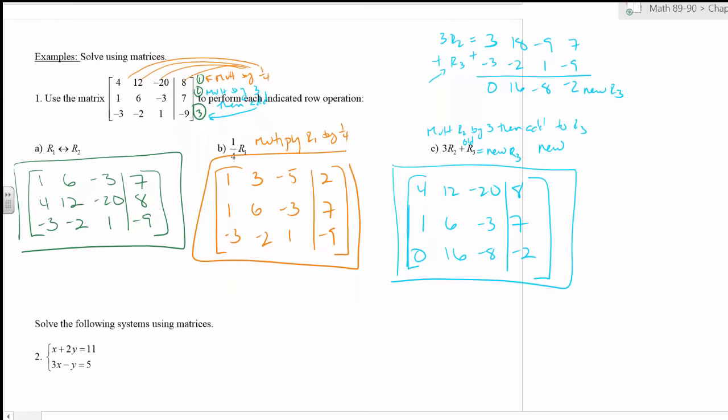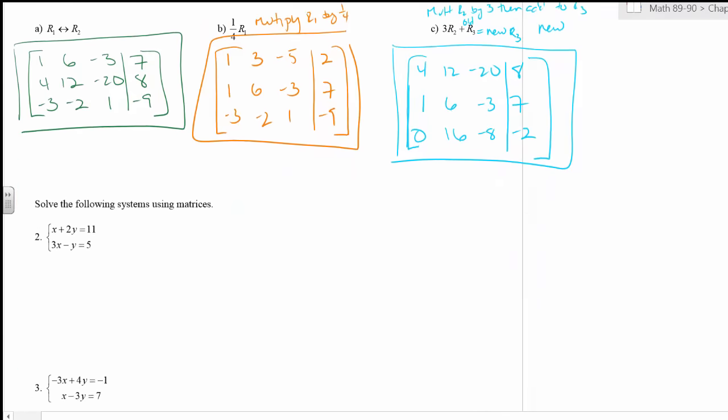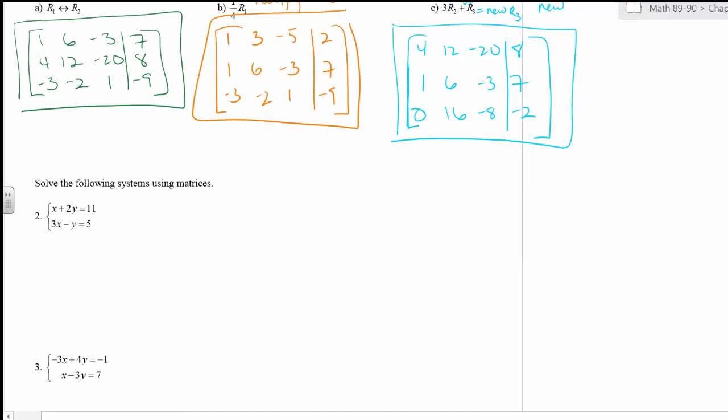Okay, so how do I use this to solve? Good question. The first thing you have to do is translate to a matrix. So we need this to become a matrix. The top row is going to be 1, 2, draw our line, 11. Second row is going to become 3, negative 1, 5. So that's the corresponding matrix.